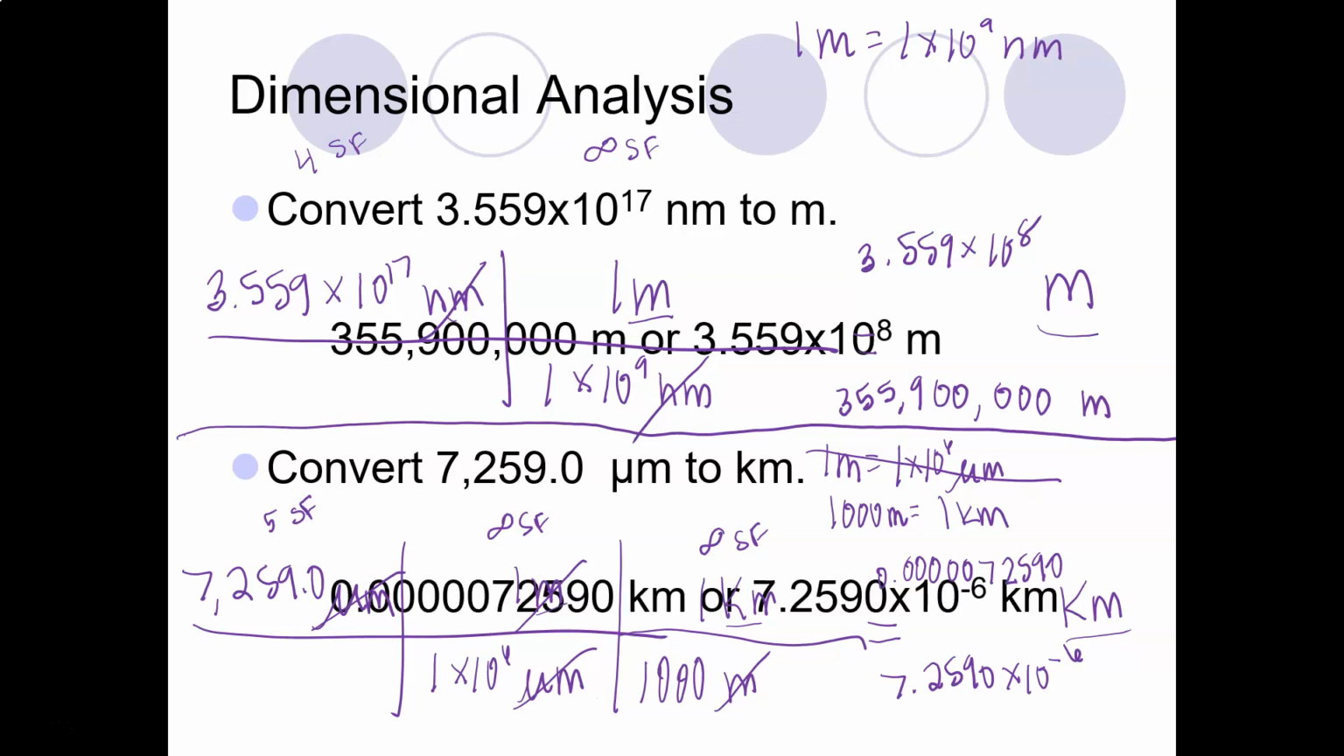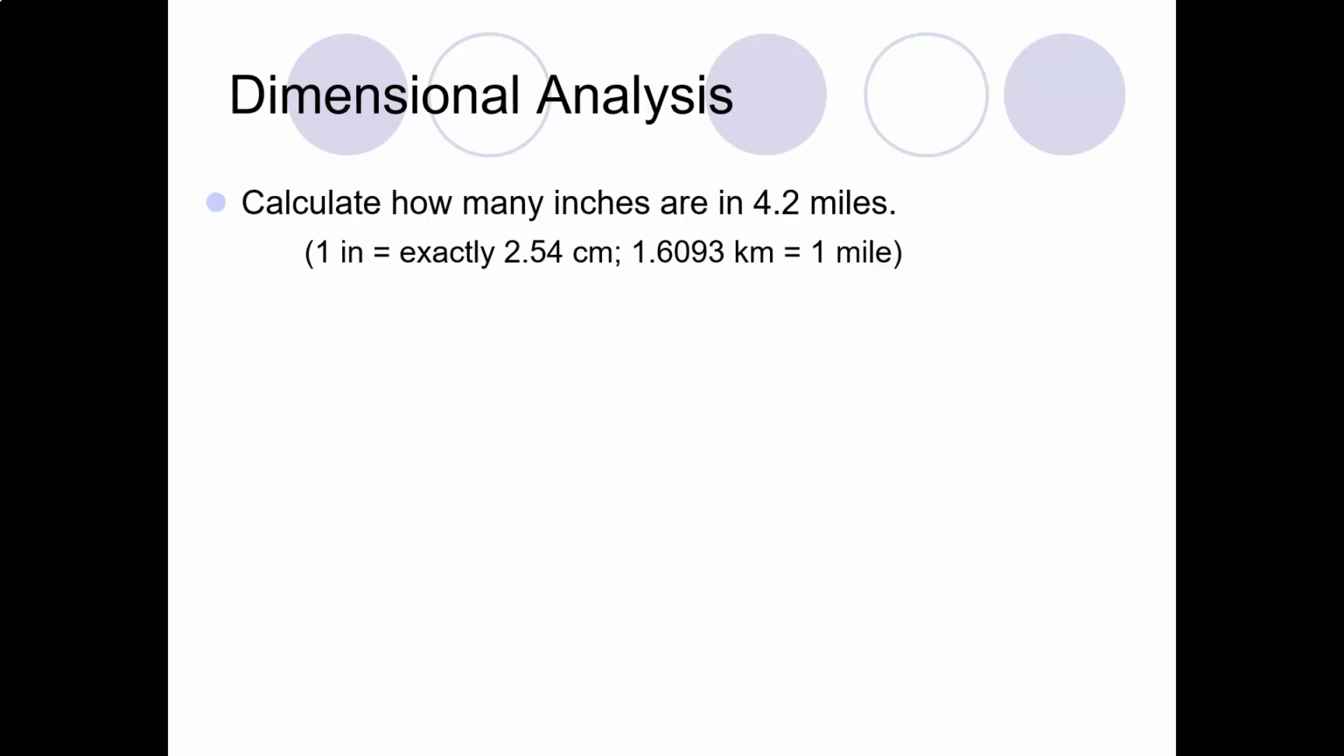Okay. Yay! All right. So we're just going to do some more examples. This one is going to be our longest one so far. We're going to do this one together. Calculate how many inches are in 4.2 miles. And the given information is 1 inch equals exactly 2.54 centimeters. 1.6093 kilometers equals 1 mile.